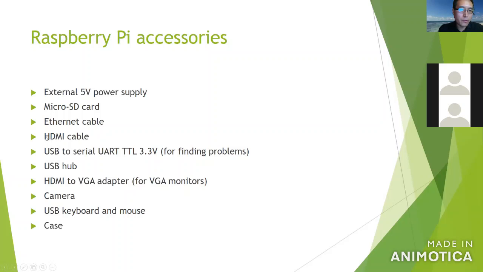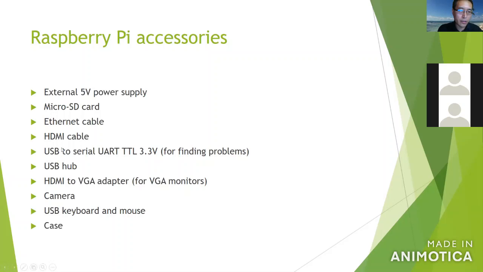And then you will need the HDMI cable if you want to, because remember, Raspberry Pi is a computer. That means it can be connected to a monitor, and you can also connect your mouse and keyboard to the Raspberry Pi. Mouse and keyboard are connected through the USB port, but the monitor you have to connect through an HDMI cable. That's why we have this HDMI cable.